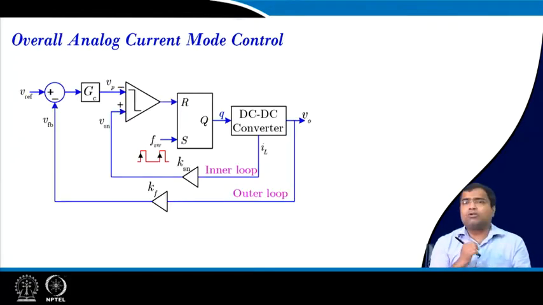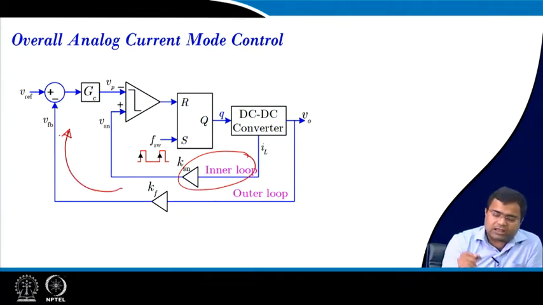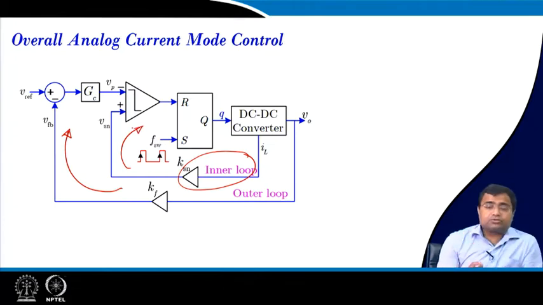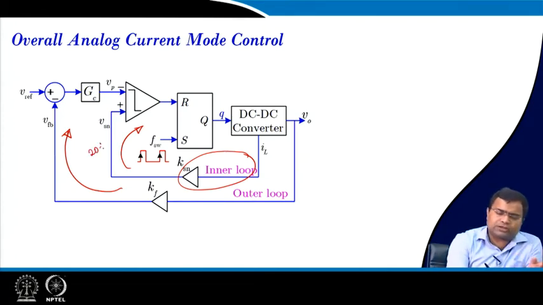If you take the overall current mode architecture, this is the inner current loop that we have discussed, and this is the outer voltage loop. That is why it is a good example of two-loop control. Sometimes we call it cascade control, or master-slave control. The inductor current loop is much faster and has around 20 to 30% ripple, whereas the voltage has just 1 to 2% ripple with respect to Vref.